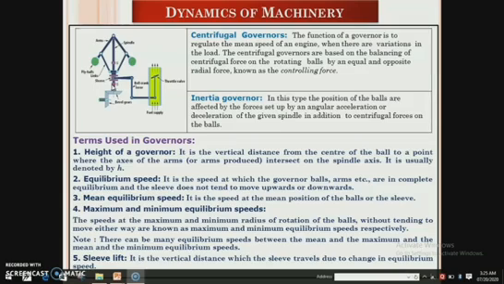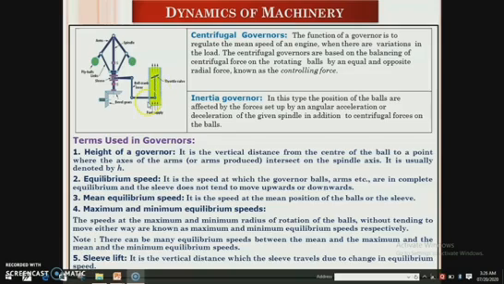In order to limit the travel of the sleeve in upward and downward directions, two stops S and S are provided on the spindle. The sleeve is connected by a bell crank lever to a throttle valve. The supply of the working fluid decreases when the sleeve rises and increases when it falls.